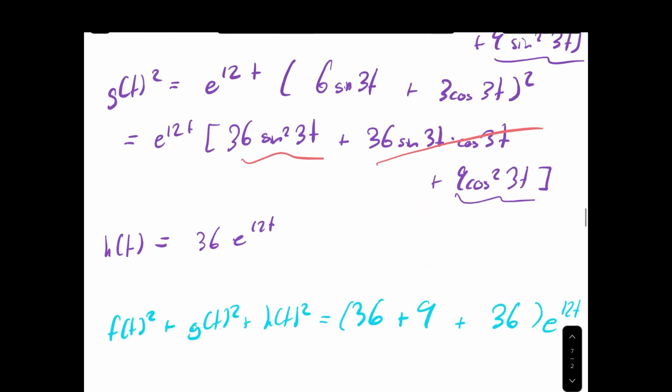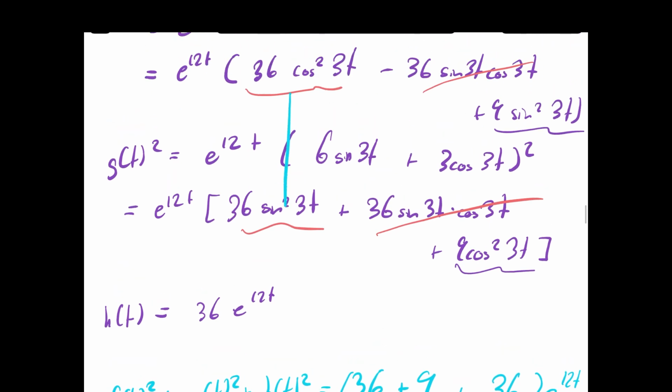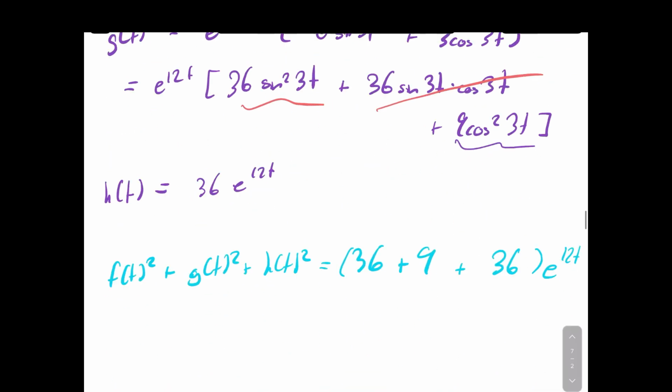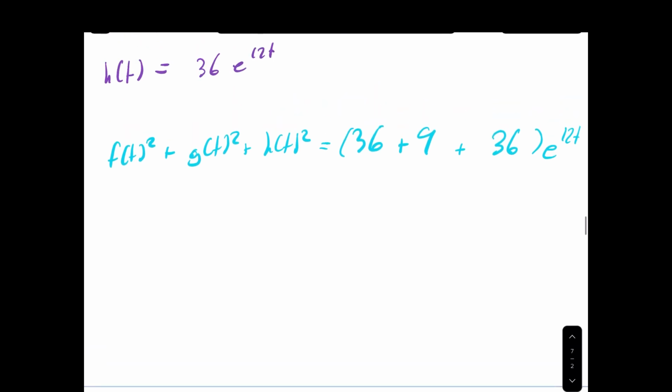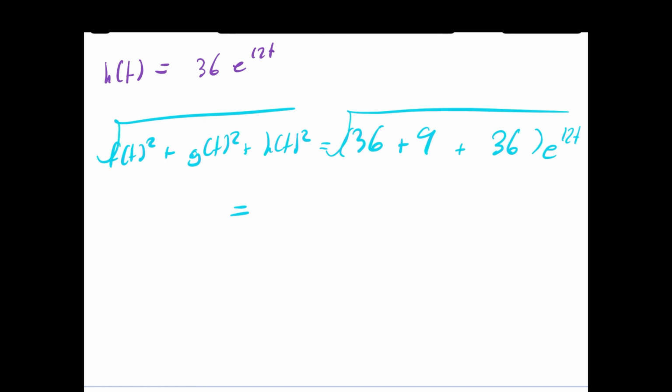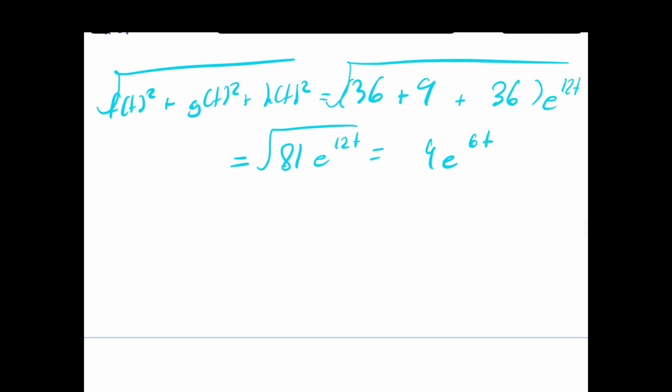So just try and add it up yourself, and keep in mind that when you add up these two corresponding functions, you're factoring out the 36, and you'll get a trig identity there. Okay, cool. So then if we square root that, we got 72 plus 9, we got 81 e to the 12t, and this will equal 9e to the 6t, okay? And we are looking to do the integral of this.